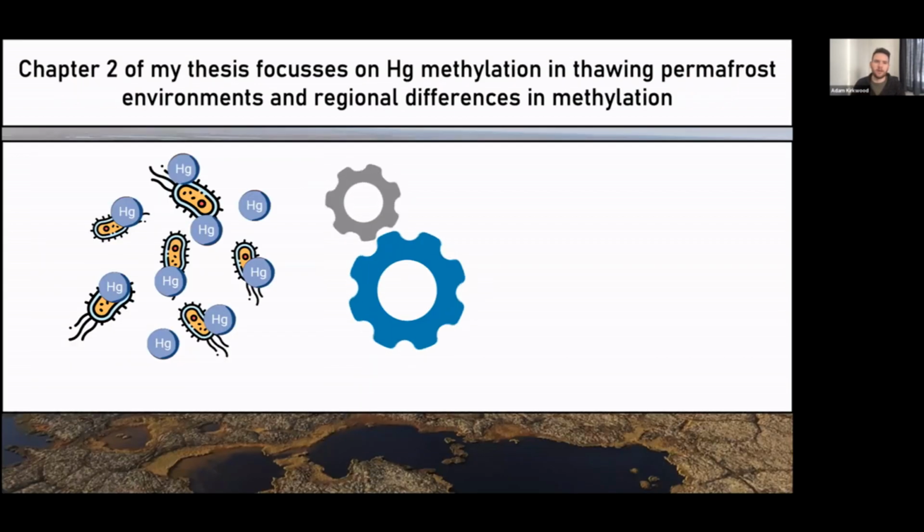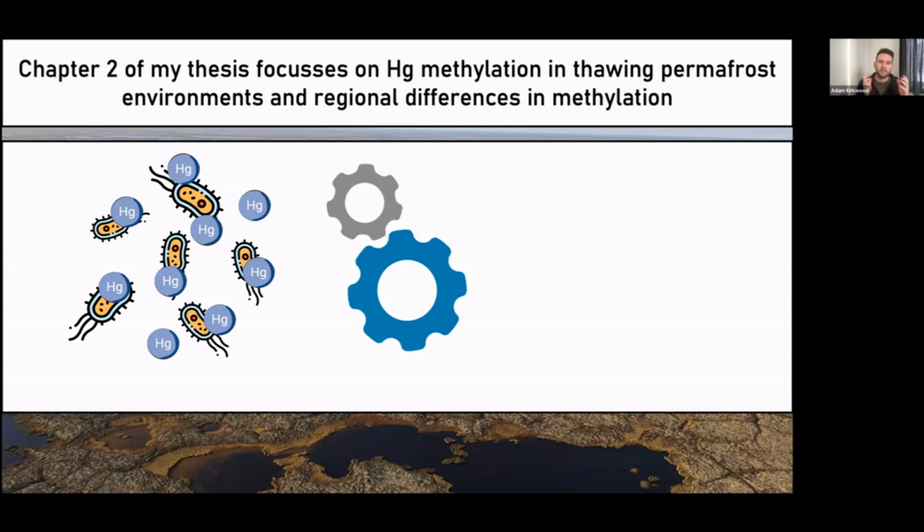And so looking at chapter 2 of my thesis, which I'm not going to talk about too much other than to give you an idea of how this work all relates to each other, I'm focusing on how, as permafrost thaws, it releases mercury from raised and dry, frozen environments, like a palsa or a peat plateau, to a subsided and saturated environment like a thermokarst fen.